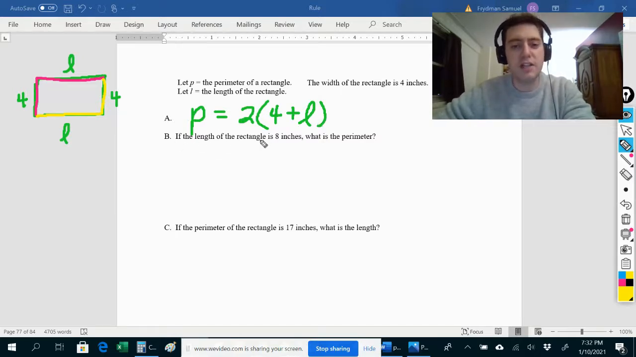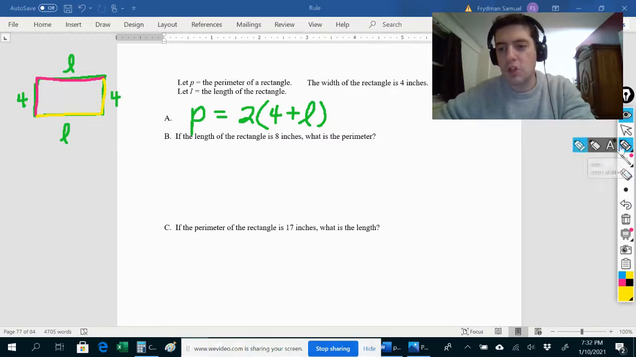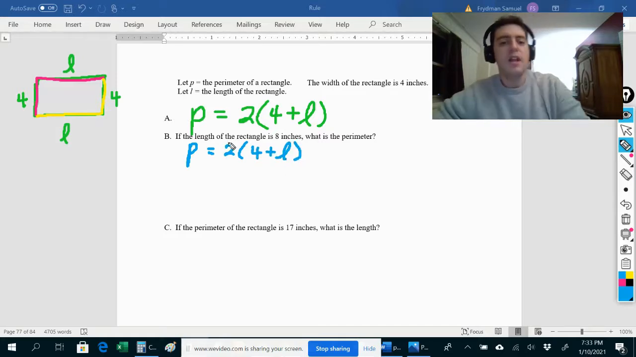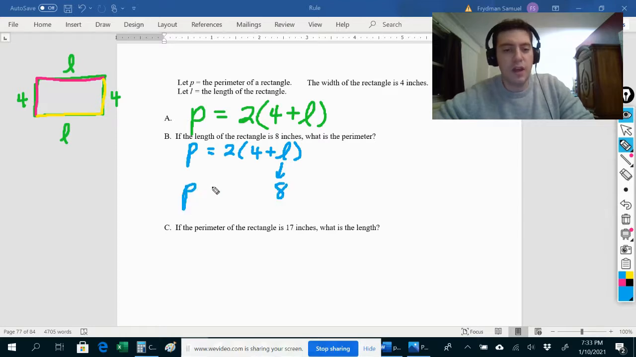If the length of the rectangle is 8 inches, what is the perimeter? So we're going to just write the equation again. P equals 2 times (4 plus L), where the 4 plus L is in parentheses. Now over here, the 8 is the length of the rectangle. So that means we're going to plug it in here for L, not P. Remember, P is the perimeter. So we're going to replace the L with the number 8, and then we'll just write everything out with the L replaced with 8. So we have P equals 2 times (4 plus 8).